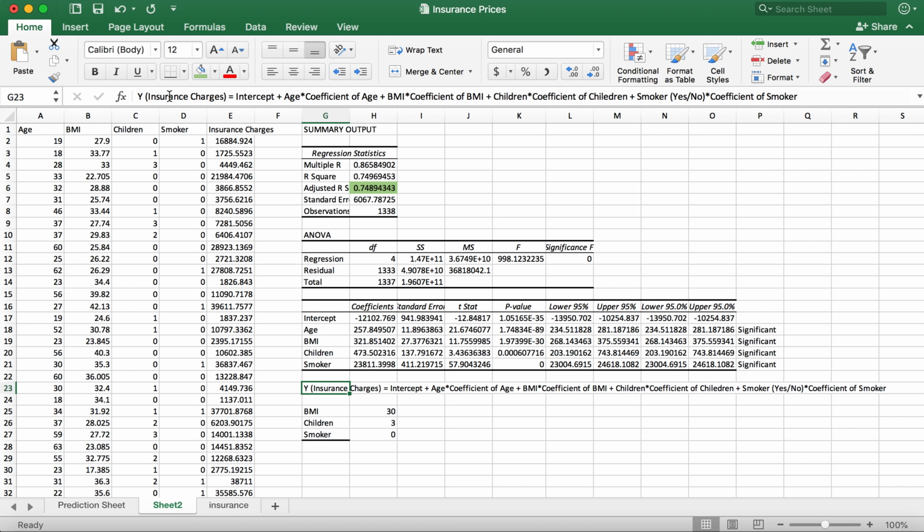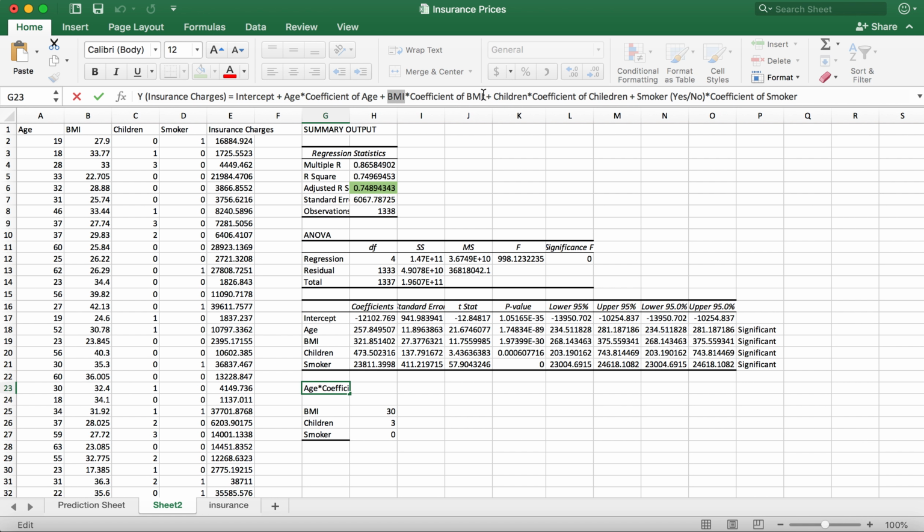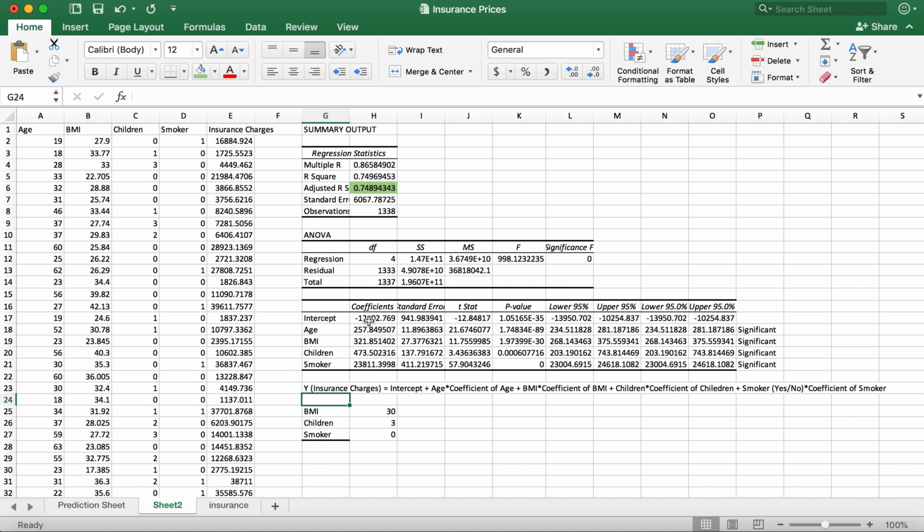Y, which is insurance charges, will depend on X's, but you have to bring the intercept in for the prediction model. And we're only bringing in the X's that are significant, or the predictors that are significant, which were age, BMI, children, and smoker. And then all you do is multiply each of them with the coefficient of each of their sets, which comes out of this bit in general.